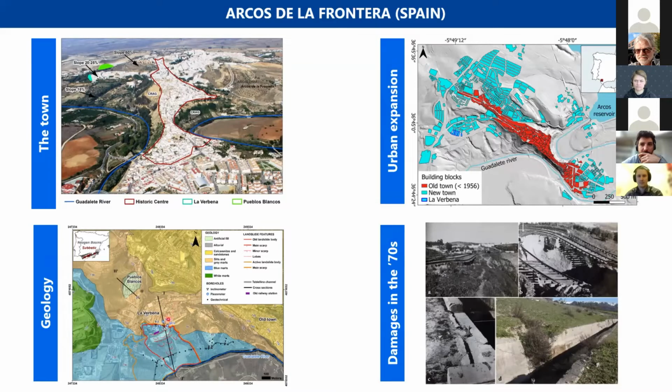And this area coincides with a geological formation that is called the Guadalquivir blue clays or blue marls. This geological formation undergoes serious geotechnical problems related to landslides, also subsidence, and so on. Back in the 70s, there were some damages to infrastructures that were related to this geological formation. For example, the old railway had to be dismantled, and there is also this irrigation water channel that we can see is still in use, but they are constantly repairing it, and there are still lots of damages that we can see there.